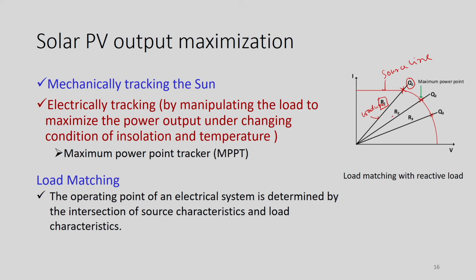Now, our primary intention is to operate the system at this maximum power point. If we can connect the load at this condition, we can maximize the power output from the PV system. That way we can do the load matching. We can connect different loads and see which load is giving the best performance. So, the operating point of an electrical system is determined by the intersection of the source characteristics and load characteristics, as shown here, and our target is to operate the system at the maximum power point.